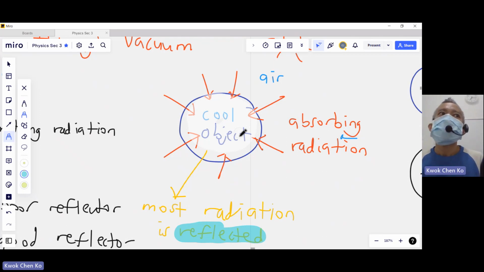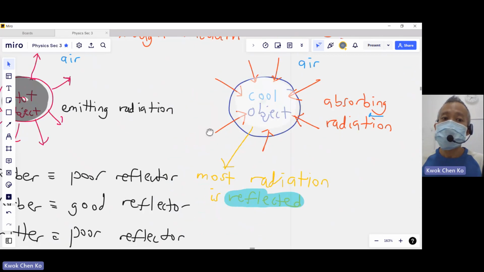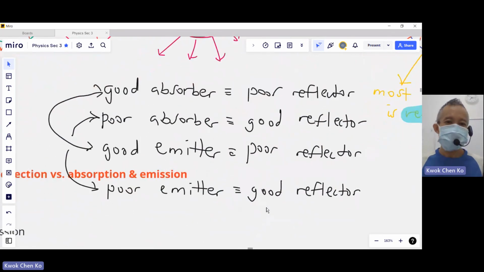Did I teach this last week? Not in this manner, not exactly like what I'm telling you right now, because at lower levels they don't emphasize too much on it. So anyway, the moral story is this. Take note of these four sentences. Good absorber is a poor reflector. Poor absorber is a good reflector. Why? If it absorbs well, it means it reflects very little. It absorbs the radiation. It doesn't reflect the radiation.